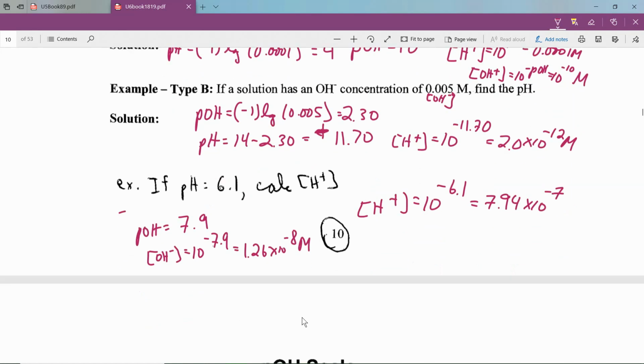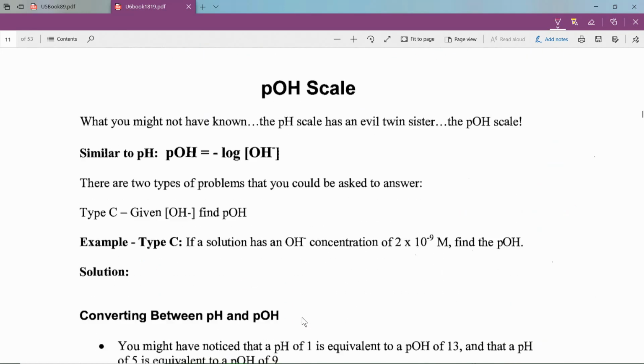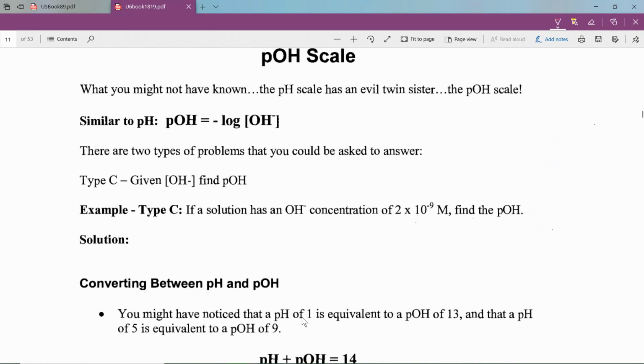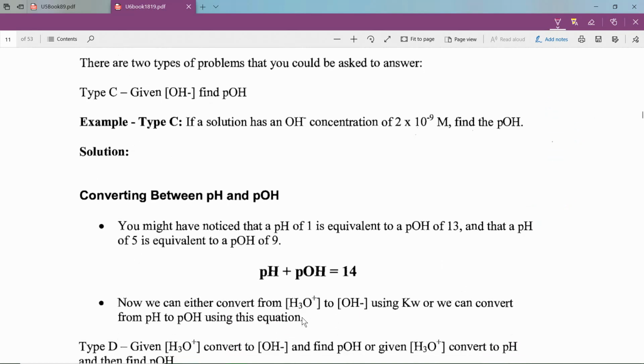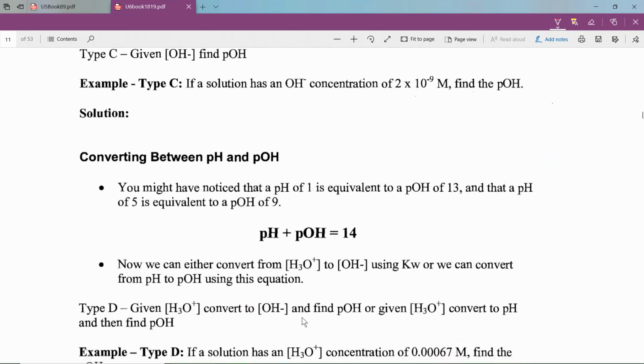Okay, let's do another one or two. pOH, apparently the evil twin sister of pH. Fine. Okay, so OH minus is 2 by 10 to the minus 9. pOH is minus 1 times the log of 2 by 10 to the minus 9.